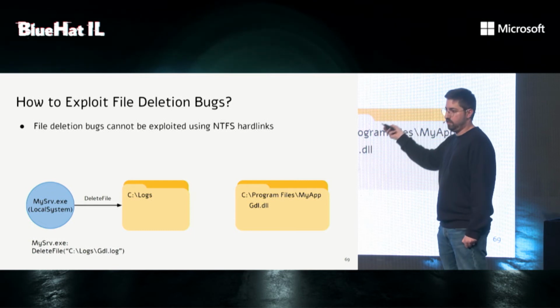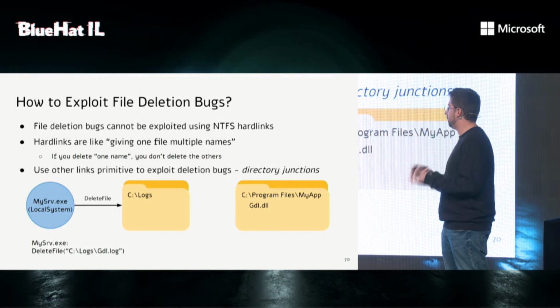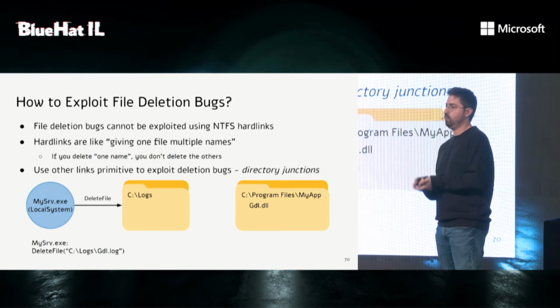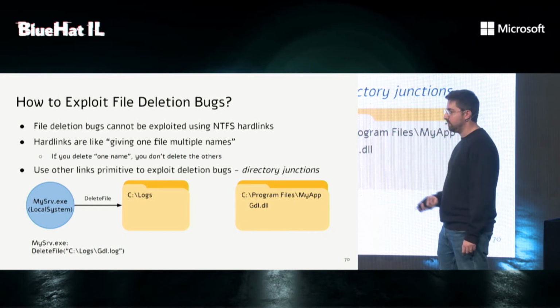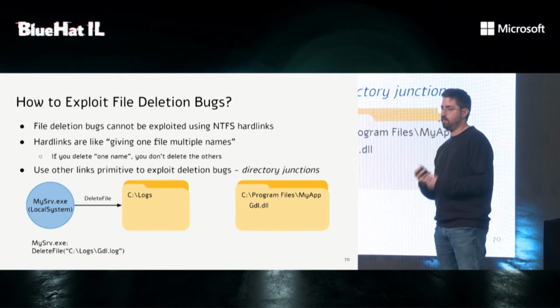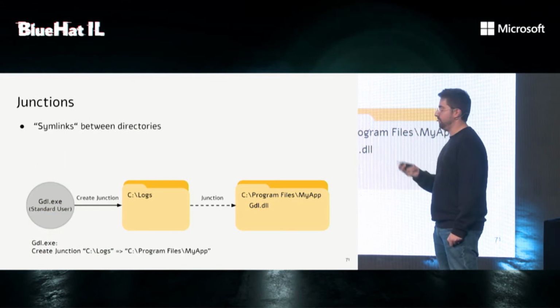It will delete gdl.log. And the reason why is that hard links are like giving one file multiple names. And if you delete one name, you don't delete the other paths. So we'll have to use another links primitive, and we'll use something that's called directory junctions. So junctions are like symlinks between directories.